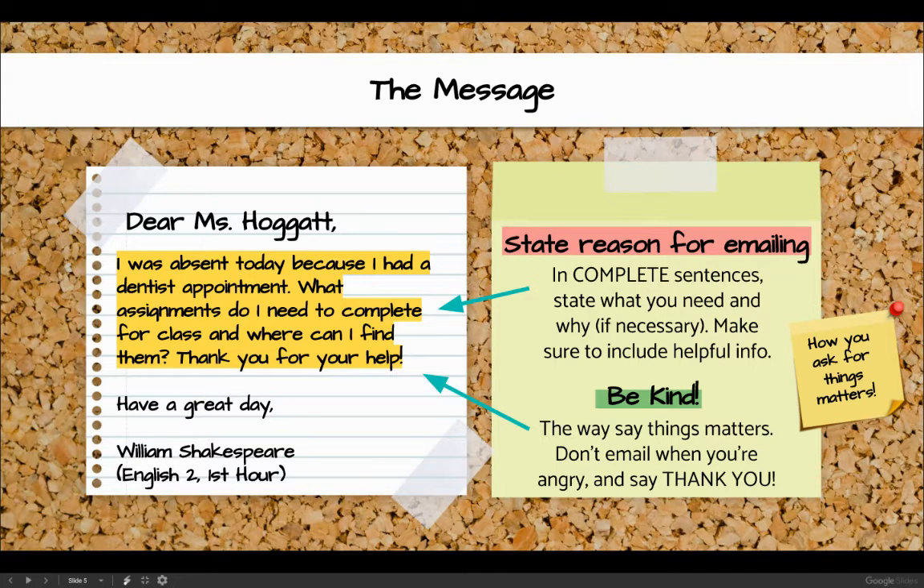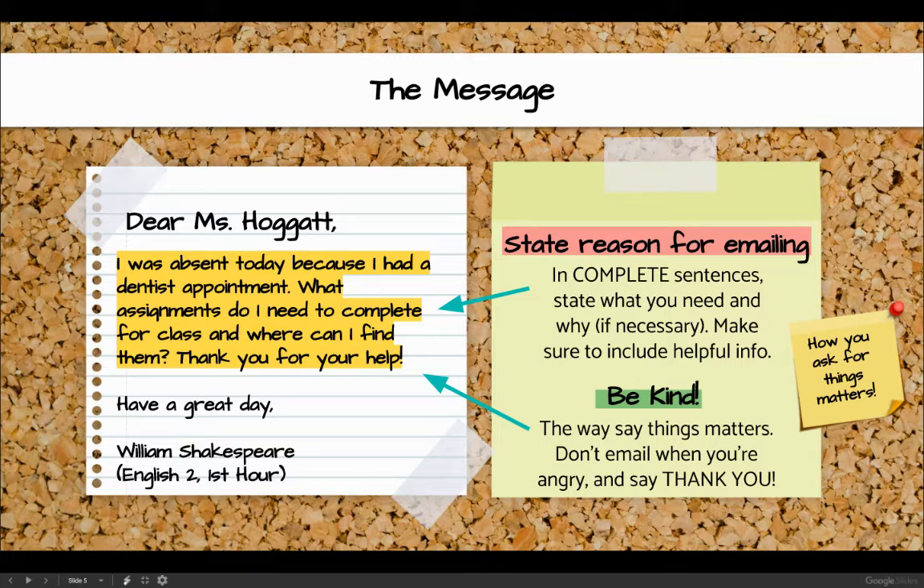Make sure to include any helpful information, but you don't have to. Ms. Hoggett did not need to know that the student had a dentist appointment. They could have just said I was absent today. But they included the dentist appointment. Maybe they're wanting to be clear, hey, I wasn't skipping, I promise. But whatever the reason they're absent, they're asking for what they missed in class.